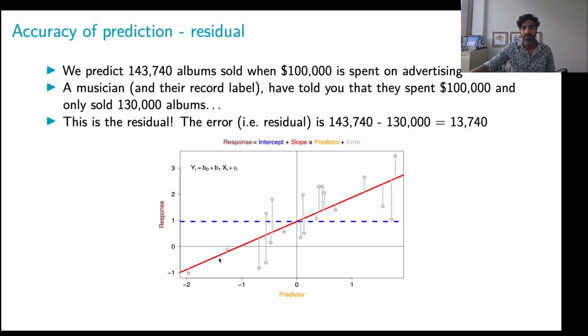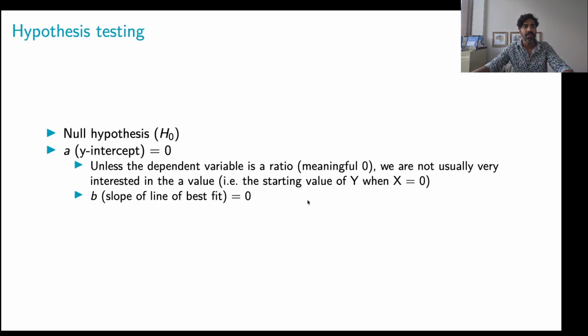So this was my amazing model where I got you to invest $100,000 to see albums sold. You gave me your 100,000 and you were expecting 143,000 albums sold and change. And I said, actually, no, sorry, it's a bit less. It's 130,000 albums sold. So that is the residual part of the error that we see there. So hopefully you're now starting to connect these concepts together in terms of error, residual, and predictions.